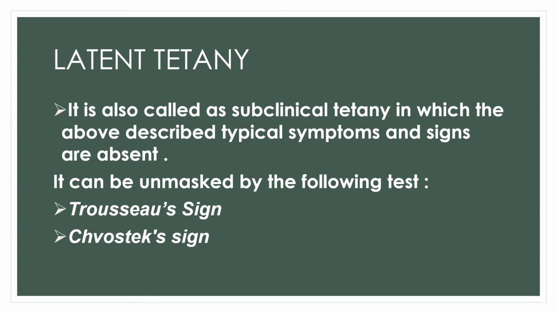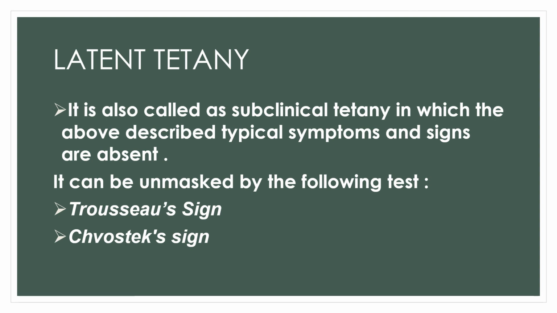You apply a sphygmomanometer cuff to the arm, and increase the pressure above the systolic blood pressure, and keep it for about 3 minutes after inflation. If there is subclinical hypocalcemia, or latent tetany, then a carpal spasm is produced. So this is known as Trousseau's sign.